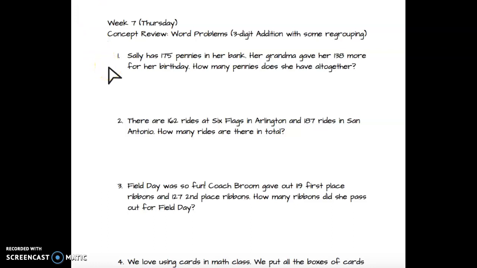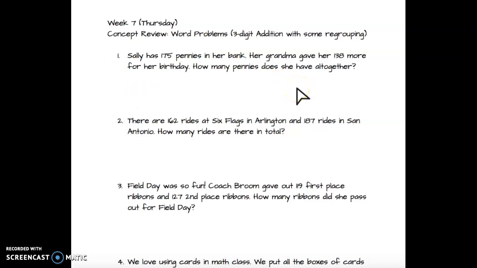Remember, when we're reading the word problem, we are not doing any of our circling or underlining yet. We are just reading the problem. So your pencil is down, your ears are listening, and your brain is thinking. Number 1 says, Sally has 175 pennies in her bank. Her grandma gave her 138 more for her birthday. How many pennies does she have altogether? Okay, so now let's pick up our pencil and take a look.